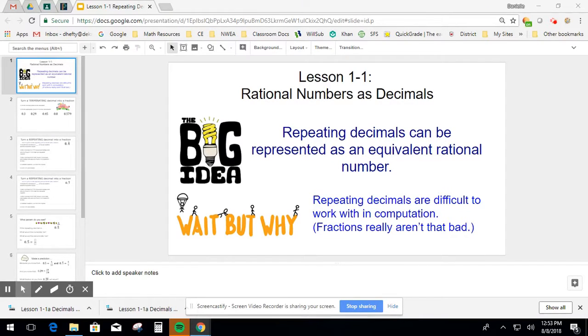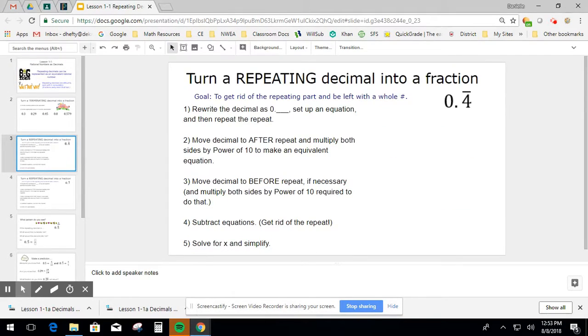Welcome to Lesson 1-1, writing repeating decimals as fractions or rational numbers. This is important. Why do we do this? Because repeating decimals are actually difficult to work with in computation. Fractions really aren't that bad. They're easier to add, subtract, multiply, and divide with. So let's go ahead and get started with our first example.